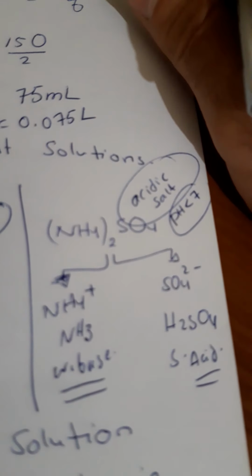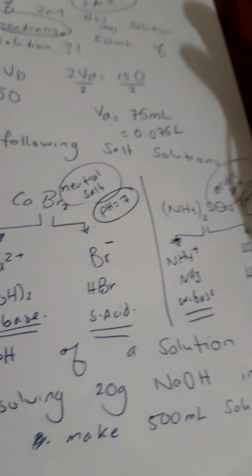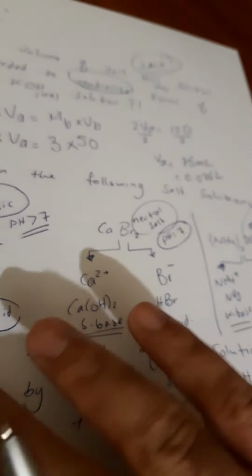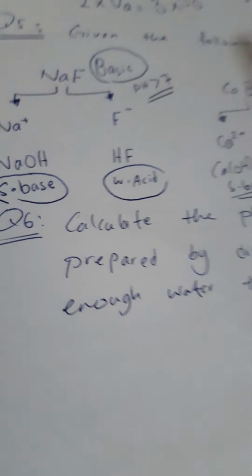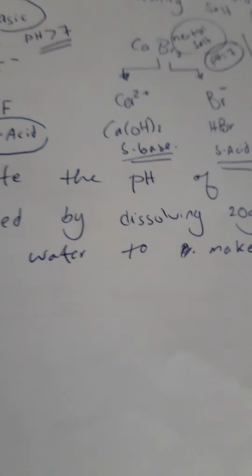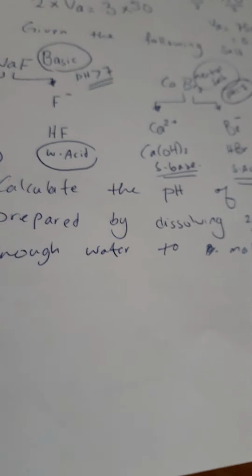than 7. This way, inshallah, we have done a good review for salts and salt solutions. The last question: calculate the pH of a solution prepared by dissolving 20 grams NaOH, sodium hydroxide, in enough water to make 500 milliliters of solution.